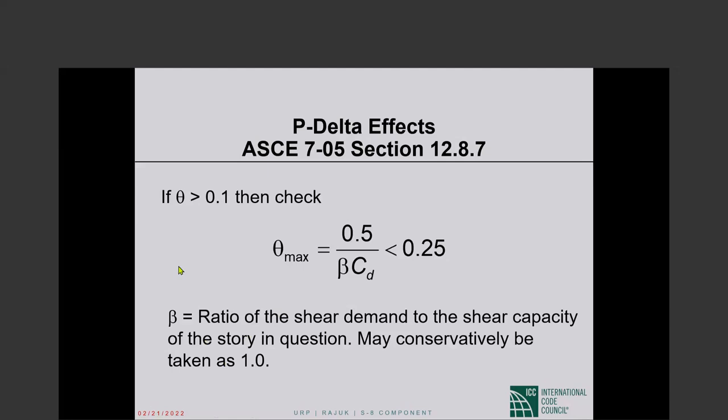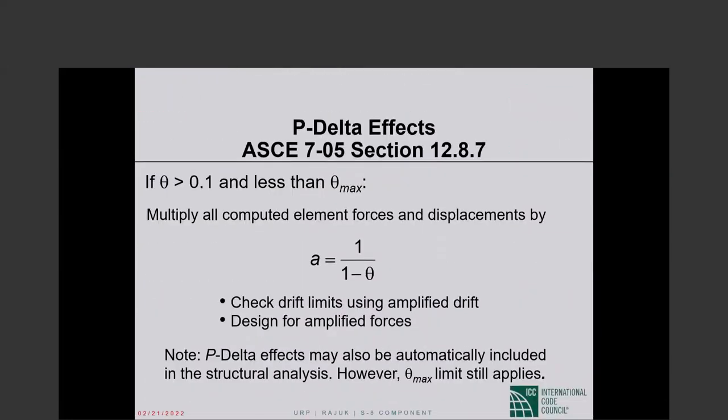Under no circumstances, irrespective of what your beta may be, C sub D may be, the ratio cannot exceed 1/4. Secondary moment cannot be any more than 1/4 of the primary moment, because then we are pretty afraid of structural instability. So if theta goes beyond or becomes equal to 1/4, then you will have to change something in the structure to make it more stable.